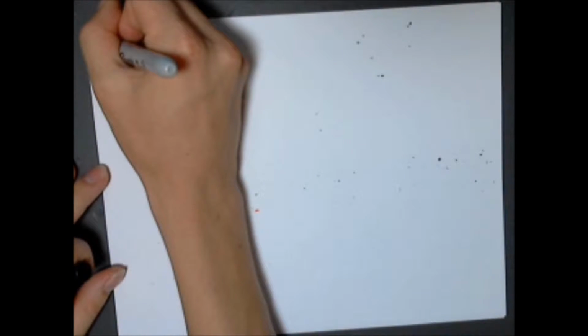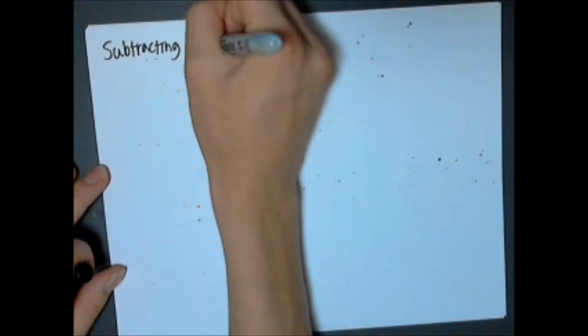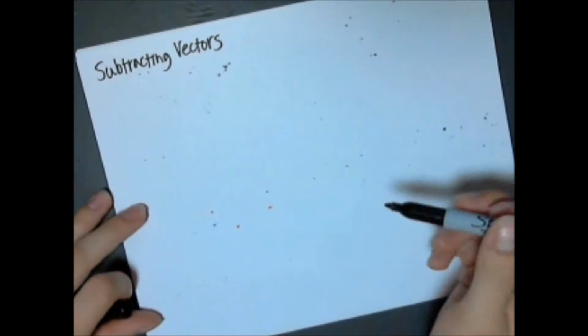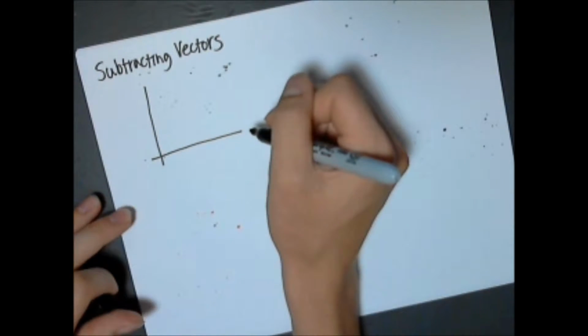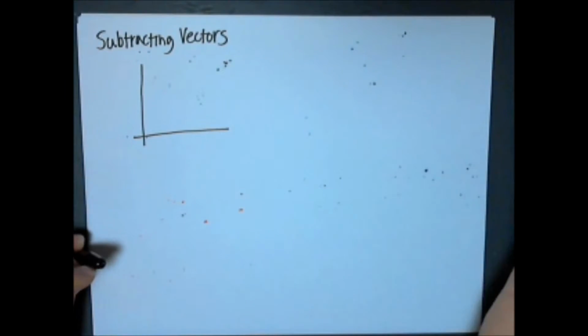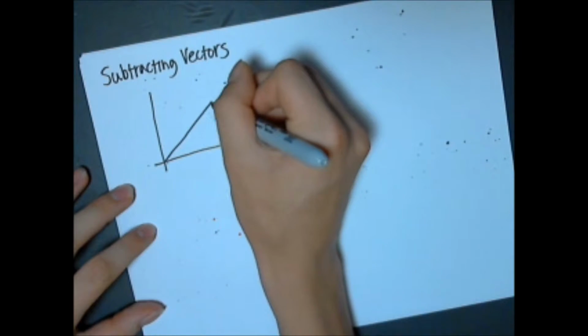Let's talk about something a little different. It's very, very simple: subtracting vectors. Subtracting vectors is exactly the same as adding vectors, except that the subtraction of a vector is equal to the addition of its negative. And I'll demonstrate what we want to do real quickly.